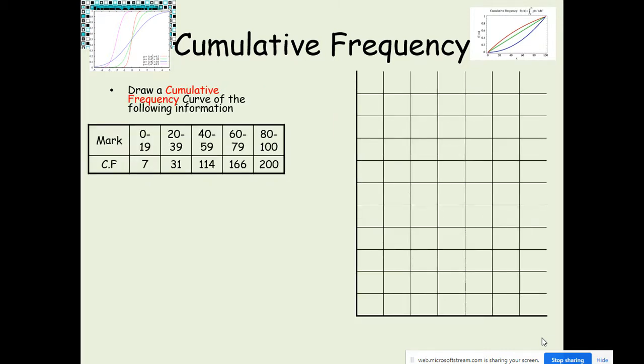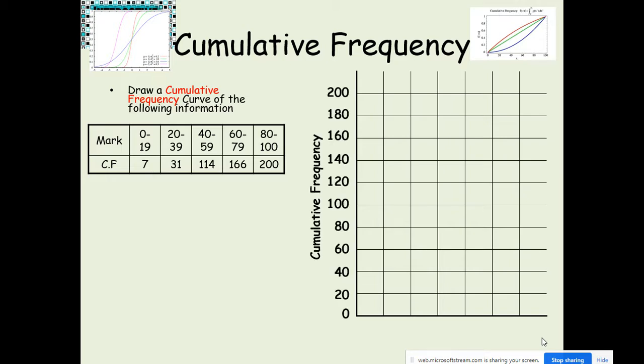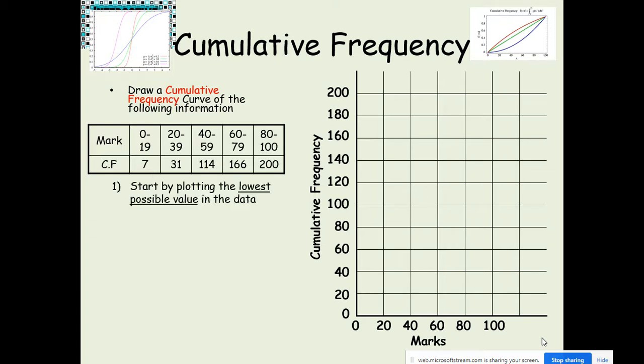What goes along the x-axis? Well, the y-axis would always be the cumulative frequency, and the x-axis would be the other piece of data that we're measuring, which is the marks. Okay. It says to start by plotting the lowest possible value in the data. What is the lowest possible value? 0 in this case.